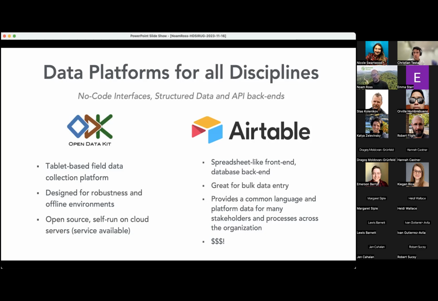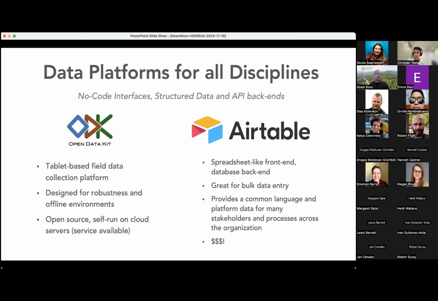Then another tool that we use a great deal for this purpose, which actually does come much more out of the commercial space, is a thing called Airtable. Airtable is an interface that has sort of a spreadsheet-like front end in the browser, but a database backend that interfaces very well with your data flow tools. We find it's much better than most survey tools for people who need to do bulk data entry.